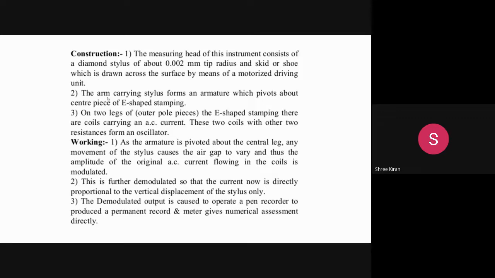Then the arm carrying the stylus forms an armature which pivots about the center piece of the E-shaped stamping. On the two legs of the outer pole pieces of the E-shaped stamping, there are coils carrying an AC current, that's alternating current. The two coils with the two resistances form an oscillator.